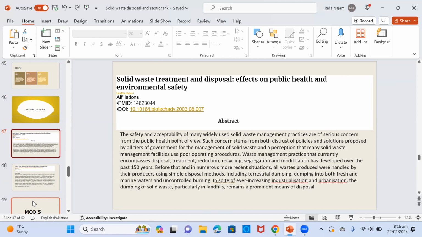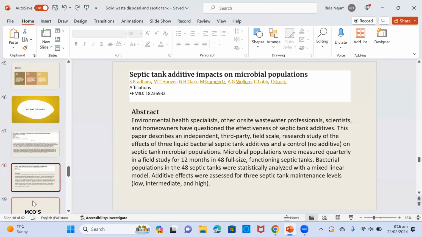Waste management practice that currently encompasses disposal, treatment, reduction, recycling, segregation, and modification has developed over the past 150 years. Before that, and in numerous more recent situations, all waste products were handled by their producers using simple disposal methods, including terrestrial dumping, dumping into both fresh and marine waters, and uncontrolled burning. In spite of the ever increasing industrialization and urbanization, the dumping of solid waste, particularly in landfills, remains a prominent means of disposal and problem.